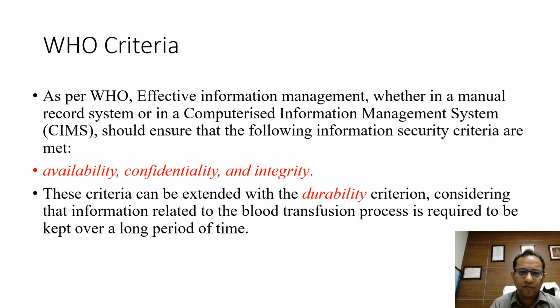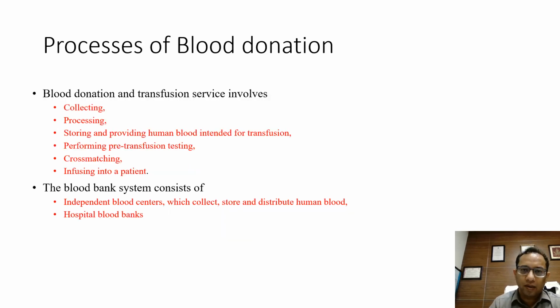So what is the WHO criteria for the same? As per the WHO, effective information management, whether in a manual record system or a computerized information management system, should ensure the following information security criteria: availability, confidentiality, and integrity. All three are very, very important in any BBIS. Similarly, these criteria can be extended with the durability criterion, because in a blood bank everything should be kept for a stipulated time, like 5 years or so. So you need to extend it to the durability criterion, considering that the information related to the blood transfusion process is required to be kept over a long period of time.